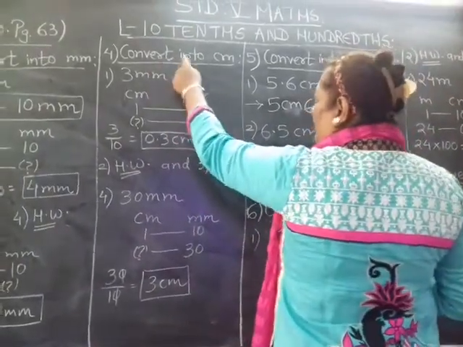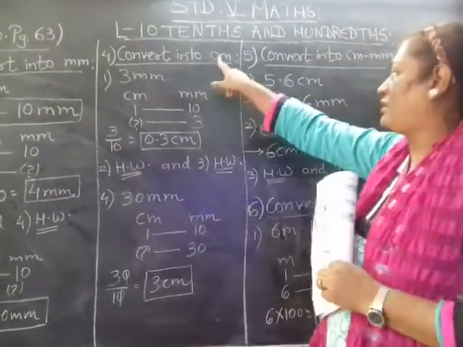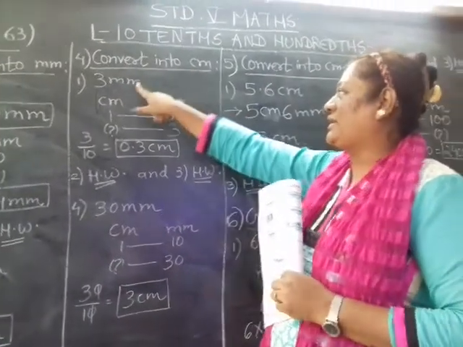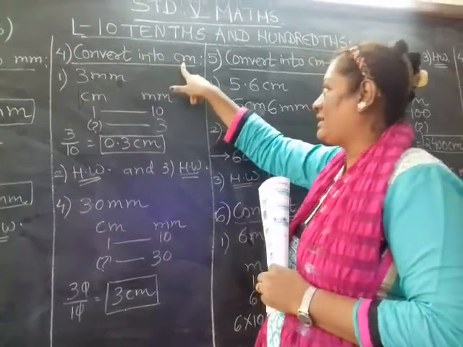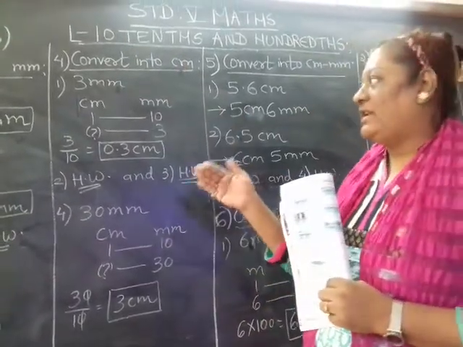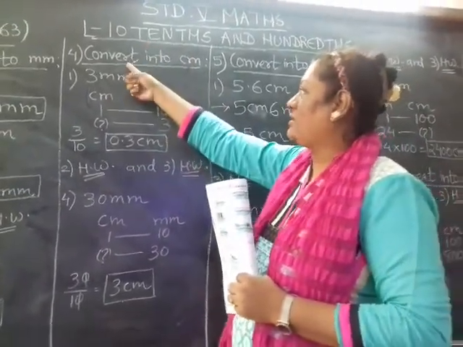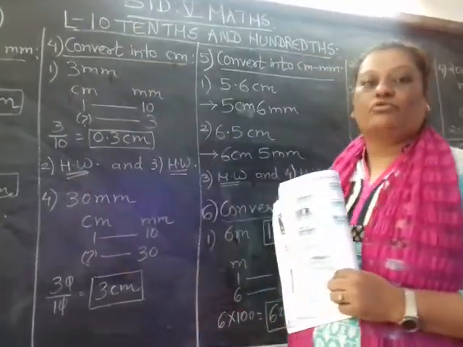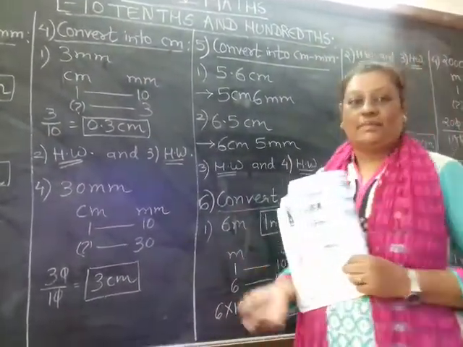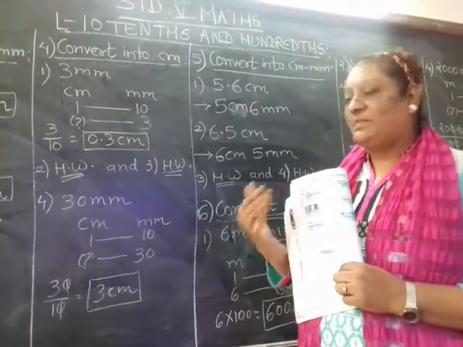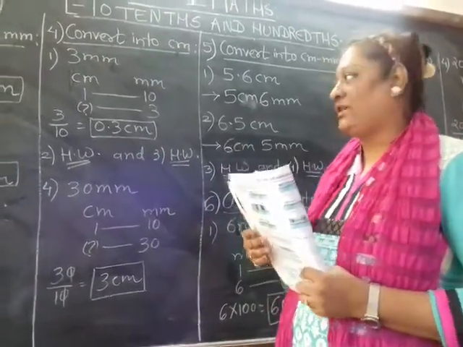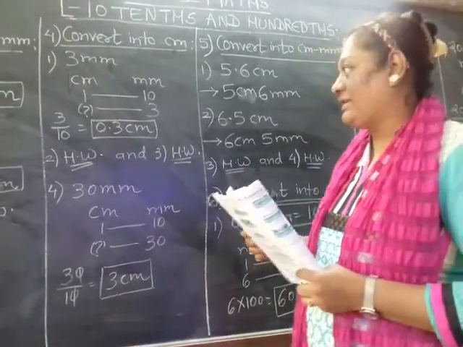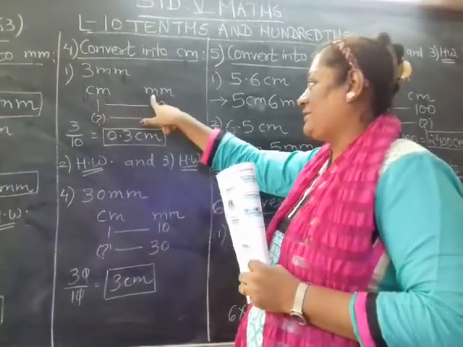Same way question number 4. Now see here, convert into centimeter. What we need to convert into centimeter? The given is millimeter. Millimeter is smaller, centimeter is bigger. Now when a smaller unit is converted into bigger unit, we have to go with division. Again I repeat, when a smaller unit like millimeter is converted into centimeter, that is higher unit, it has to be divided.